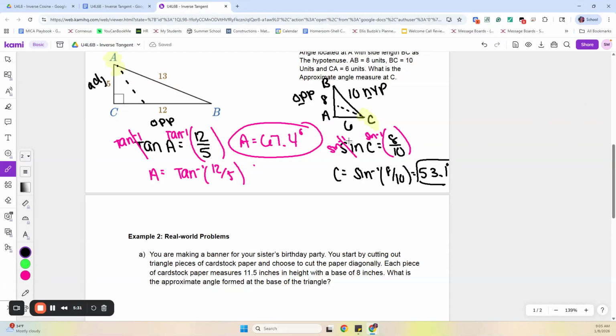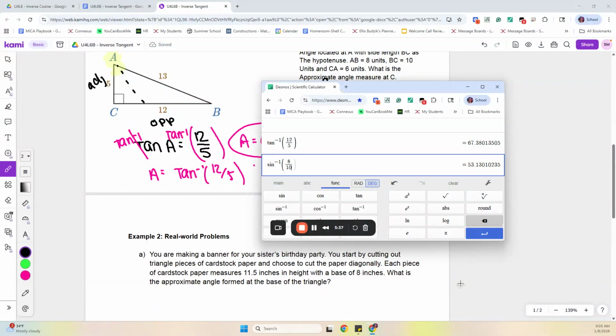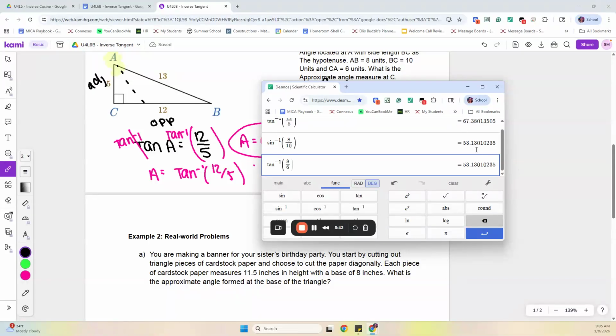Now, if we wanted to do tangent, it would have been opposite over adjacent. So let's see if we would have got the same thing. So 8/6. So tan inverse of 8/6 and see how you would have got the same thing. So you can set this up. As long as you're setting up your ratio correctly, you should get the same thing regardless.